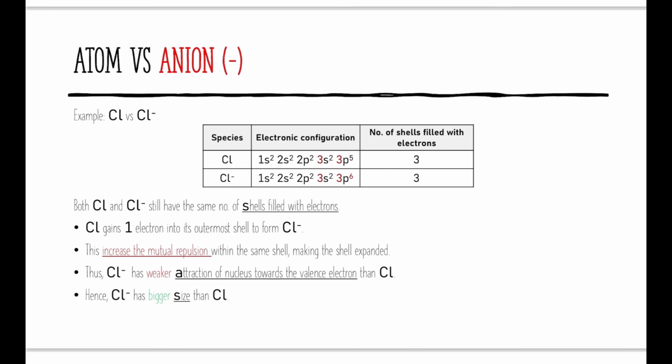Mutual repulsion means that the electrons in the shell repel one another, making the shell expand. Thus, Cl- has a weaker attraction of the nucleus towards the valence electron than chlorine due to the shell expanding. Hence, Cl- has a bigger size than the chlorine atom.